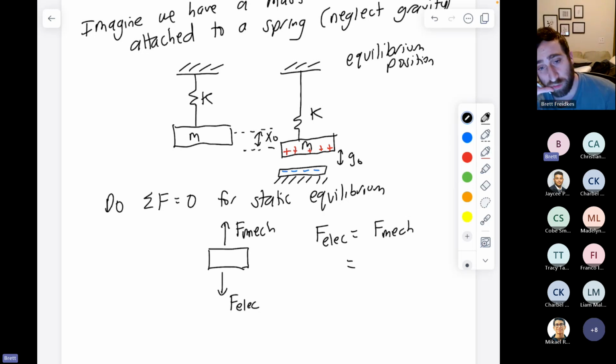What is the mechanical force? What is it, guys? Somebody looking at this picture. Yeah, it's K times x naught, the stiffness times the initial deflection.